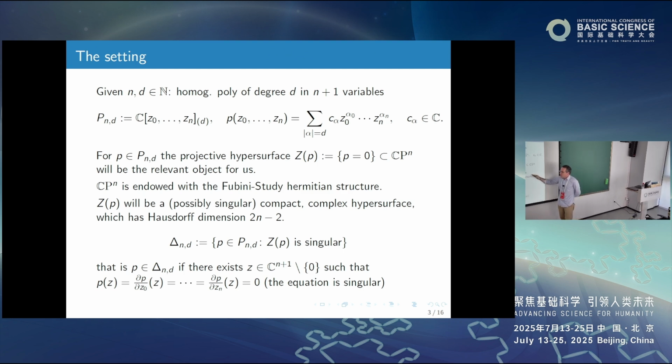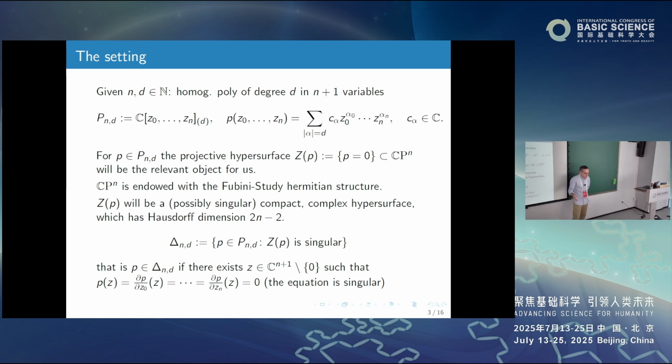The possibility of being singular: you have a special subset of polynomials called the discriminant, denoted by Delta_{n,d}, a subset of the space of homogeneous polynomials, which is the set of polynomials for which Z_P is singular. For us, singular means that the equation defining the submanifold is singular, that is, there exists a point in C^{n+1} that annihilates both the polynomial and its derivative. So it's the equation that is singular. A priori Z_P could be a smooth submanifold, but the equation defining it could be singular.